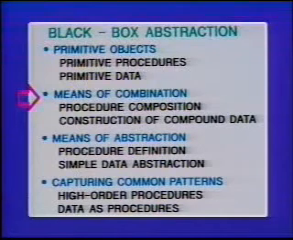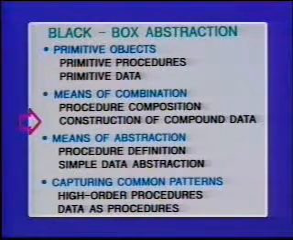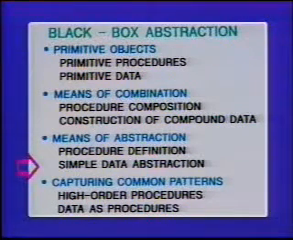Means of combination. And what we'll see is that there are ways of putting primitive procedures together to make more complicated procedures. And we'll see how to put primitive data together to make compound data. Then we'll say, well, having made those compound things, how do you abstract them? How do you put those black boxes around them so you can use them as components in more complex things? And we'll see that's done by defining procedures and a technique for dealing with compound data called data abstraction.